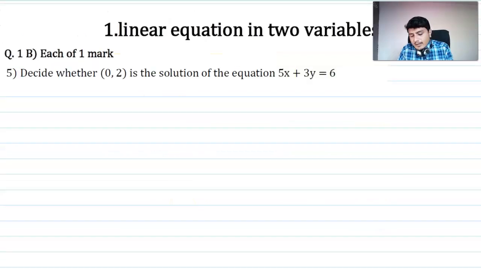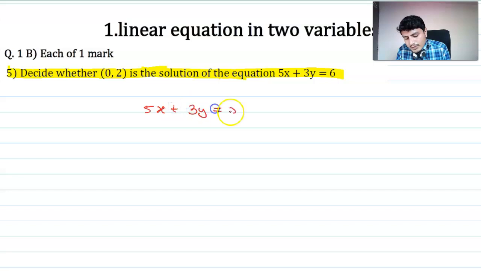Look at question number 5 now. Decide whether 0 comma 2 is a solution of the equation 5x plus 3y equals 6 or not. So we are given the linear equation in two variables 5x plus 3y equals 6. Now, how do we check whether the given values of x and y are a solution of the linear equation in two variables or not? For that, let us first consider the LHS of the given linear equation, 5x plus 3y.